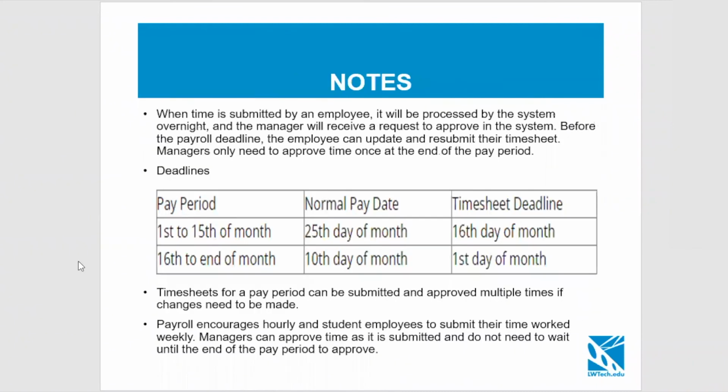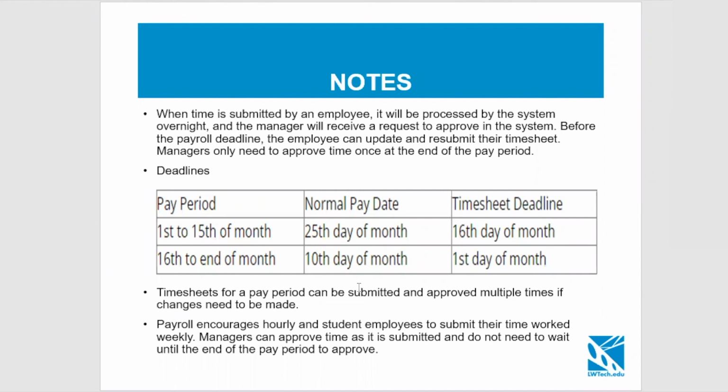So notes, when time is submitted by an employee, it will be processed by the system overnight, and the manager will receive a request to approve it in the system before the payroll deadline. The employee can update and resubmit their timesheet if the managers are denying it for any reason. Managers only need to approve time once at the end of the pay period. So, if your employees are making adjustments, feel free to wait until payroll submission needs to be done, just in case your employees need to update that at all. And here are the deadlines for you.